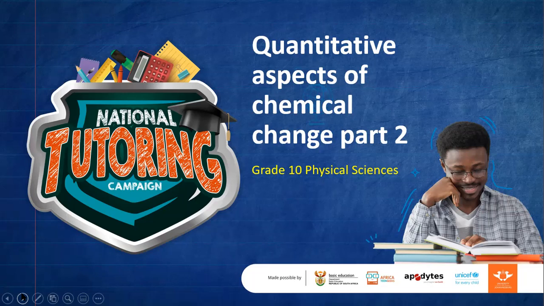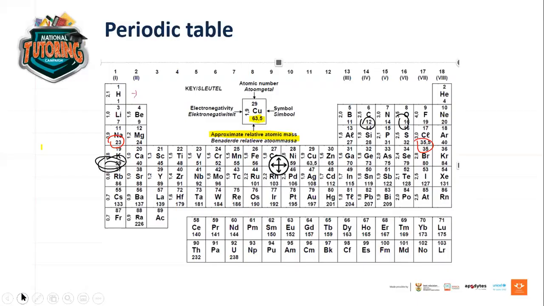So we are looking at quantitative aspects of chemical change. So we are now looking at chemical reactions and chemical equations, and we are measuring and working out the mass or the volume or the number of moles or the concentration. And I'm going to do a lot of examples today and show you how to perform these calculations.